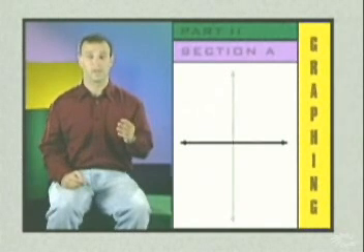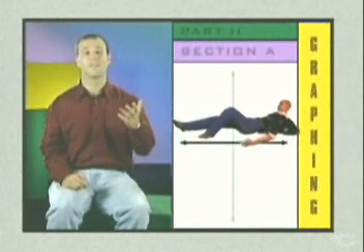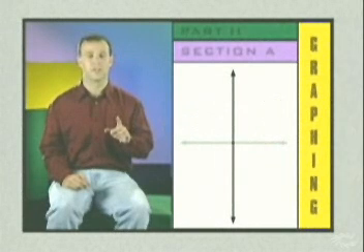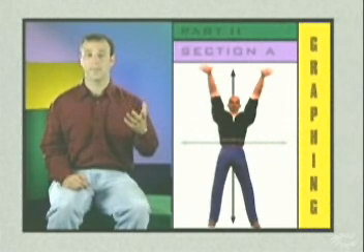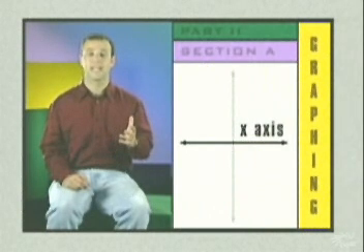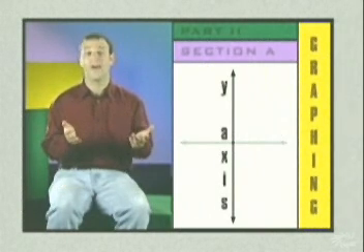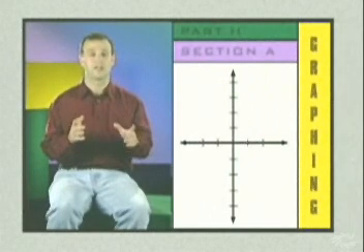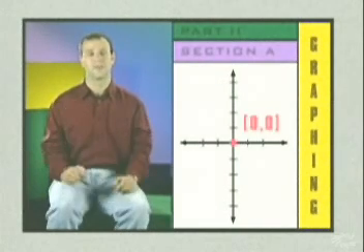One line is horizontal, like the form your body would take if you levitated out of bed. And the other is vertical, like your body would look if you were standing up and you stretched your arms way above your head. The horizontal line is called the x-axis, and the vertical line is called the y-axis. These axes are like two number lines that cross at their 0 point.